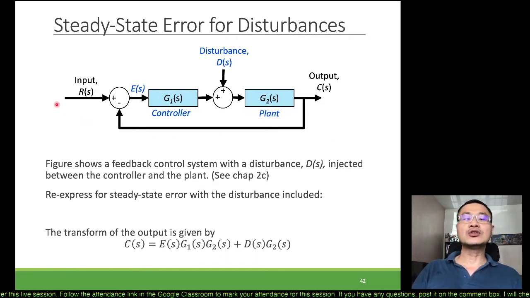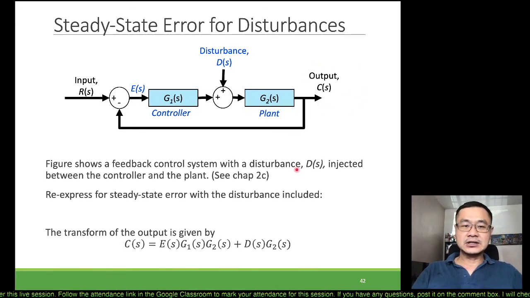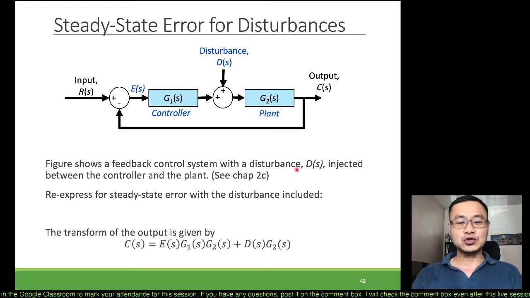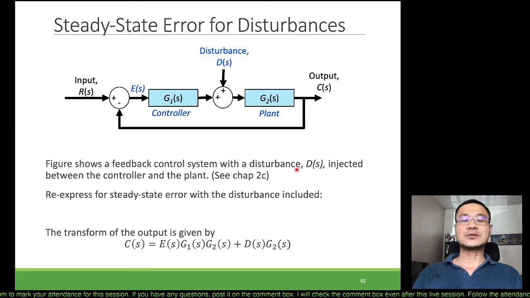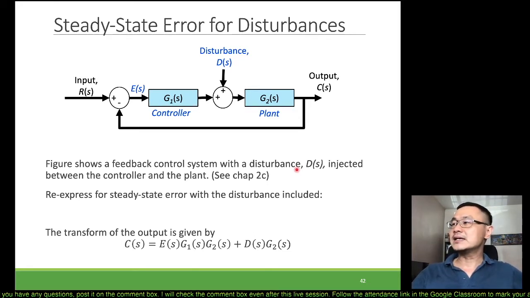So we want to analyze the effect of the disturbance by taking it part by part. First we will take the disturbance side, then we will consider the input as well, and we superimpose the effect towards the output. Therefore, in order to study the steady state error for disturbance, we express the steady state error with the disturbance being included here.